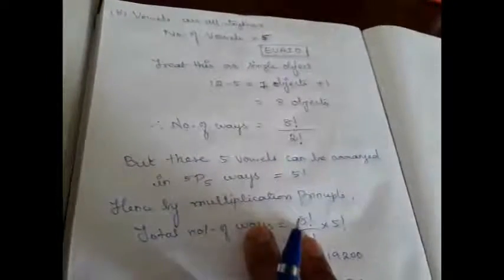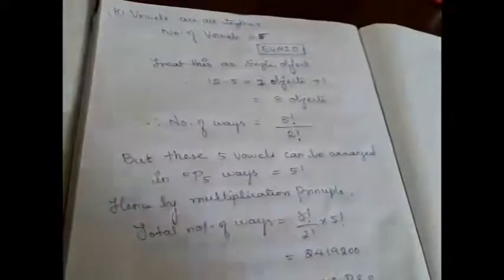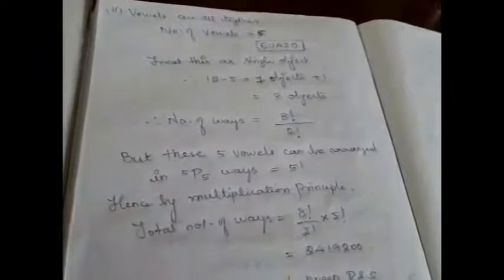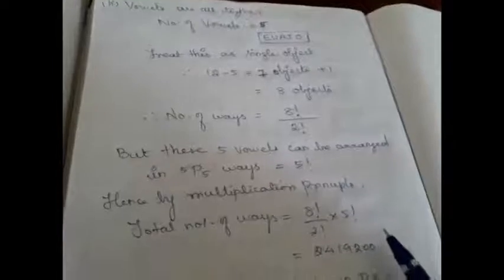If we have 2 events to occur, and the first event occurs in n ways and the second event occurs in m ways, the total number of ways is n into m, right? So we have first the vowels. The 5 vowels should appear together in 8 factorial divided by 2 factorial ways, and these 5 vowels can be arranged in 5 factorial ways. Therefore, by the multiplication principle, 8 factorial divided by 2 factorial multiplied by 5 factorial will give your answer.